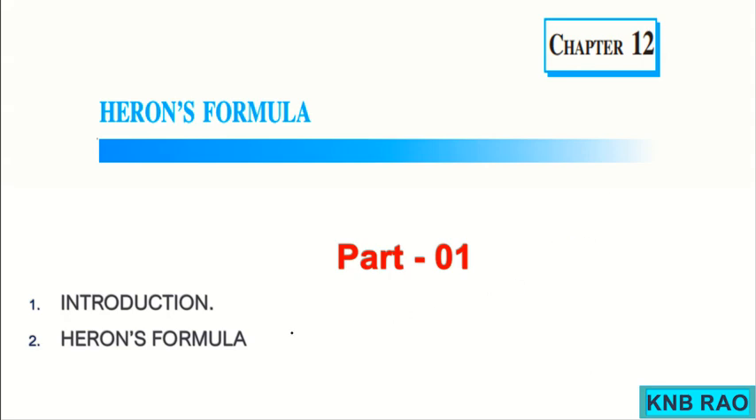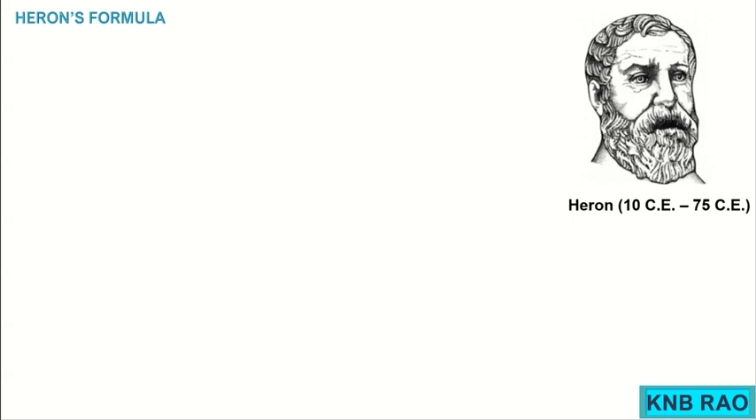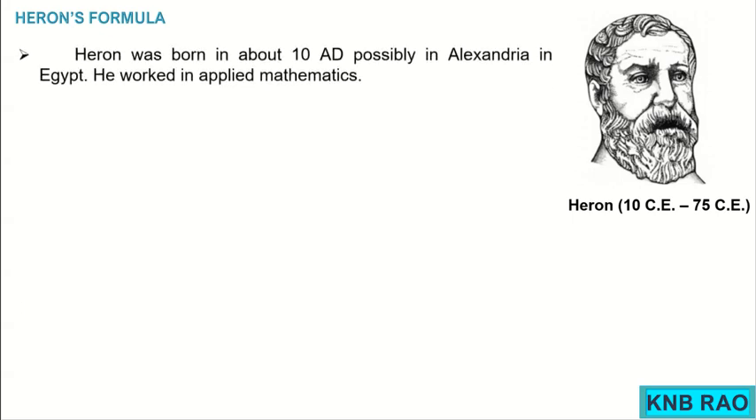In Heron's formula we will be learning a brief introduction of this chapter, and later we will go for learning what is Heron's formula. Moving on to the historical note of Heron. Heron is a Greek mathematician. He was born about 10 AD in Alexandria, Egypt.